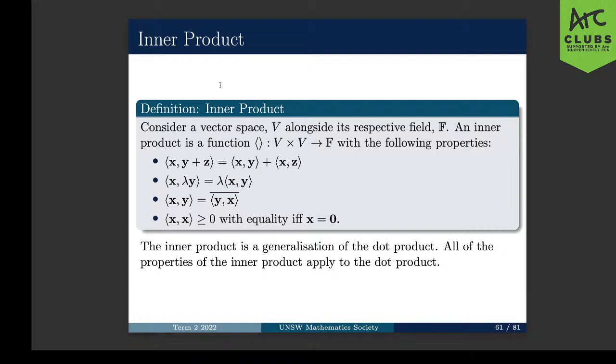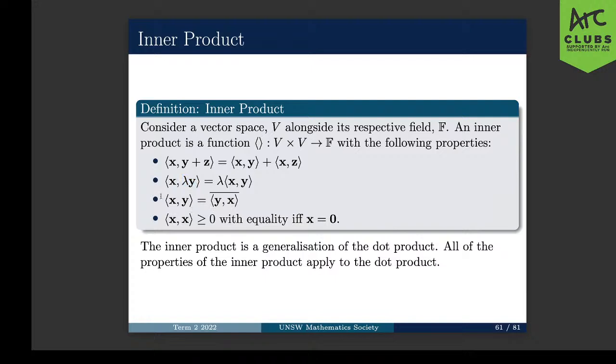So let's say V is a vector space along with its respective field F. An inner product is really just a function that takes in two vectors in V and goes to F, and it has to satisfy these four properties. So these first two properties are really just saying this inner product has to be linear in the second argument. So y plus z in the second argument, you can split into two inner products based on that addition. Same thing for scalar multiplication. You can just bring the lambda outside for the second argument.